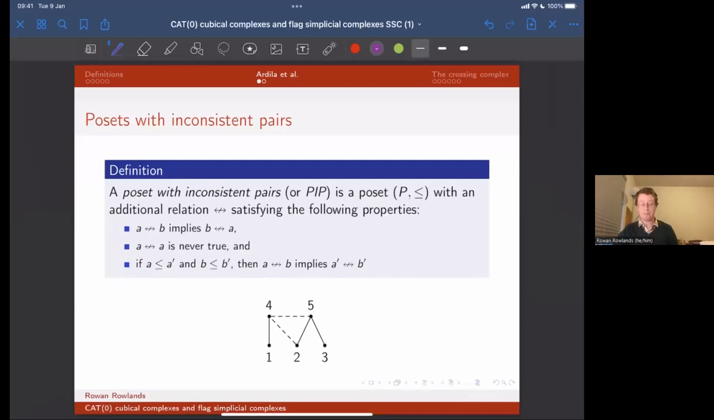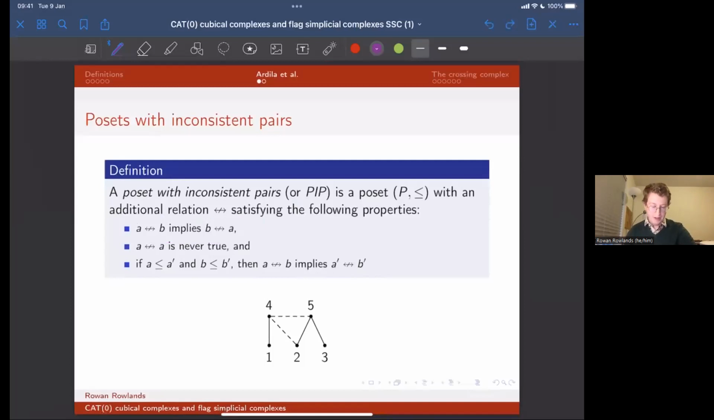Okay, so let's define something called a poset with inconsistent pairs, or a PIP for short. This is a poset with one extra relation on it, which we call an inconsistency relation, which satisfies a couple of properties. I've listed them here for completeness, but you don't really need to worry about what they are for today. It's just a poset with one extra relation on it. I will point out the first condition says that the relation is symmetric, but other than that, don't worry about what the properties are.